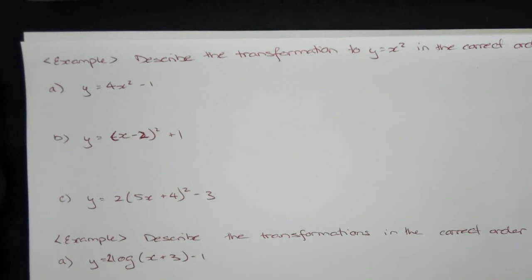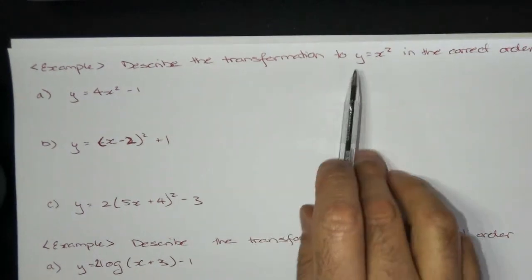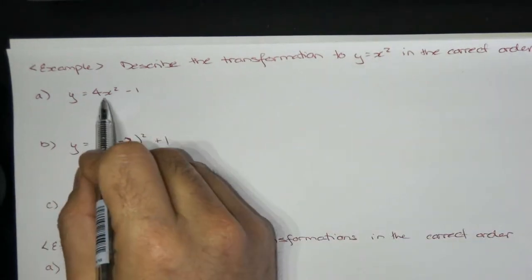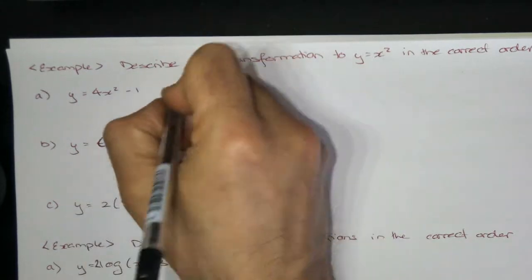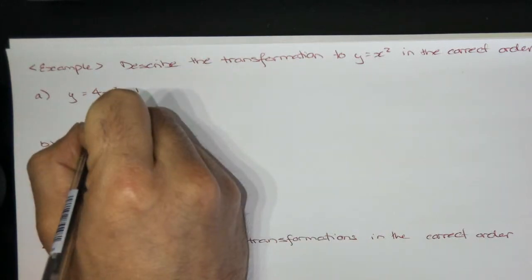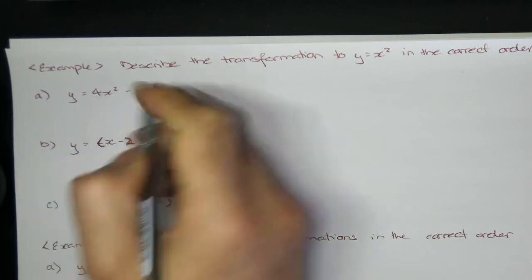Alright, so we're going to describe the transformations of our parent graph of y = x squared in the correct order. Here I have 4x squared minus 1. What we're going to do first is the vertical dilation of 4.